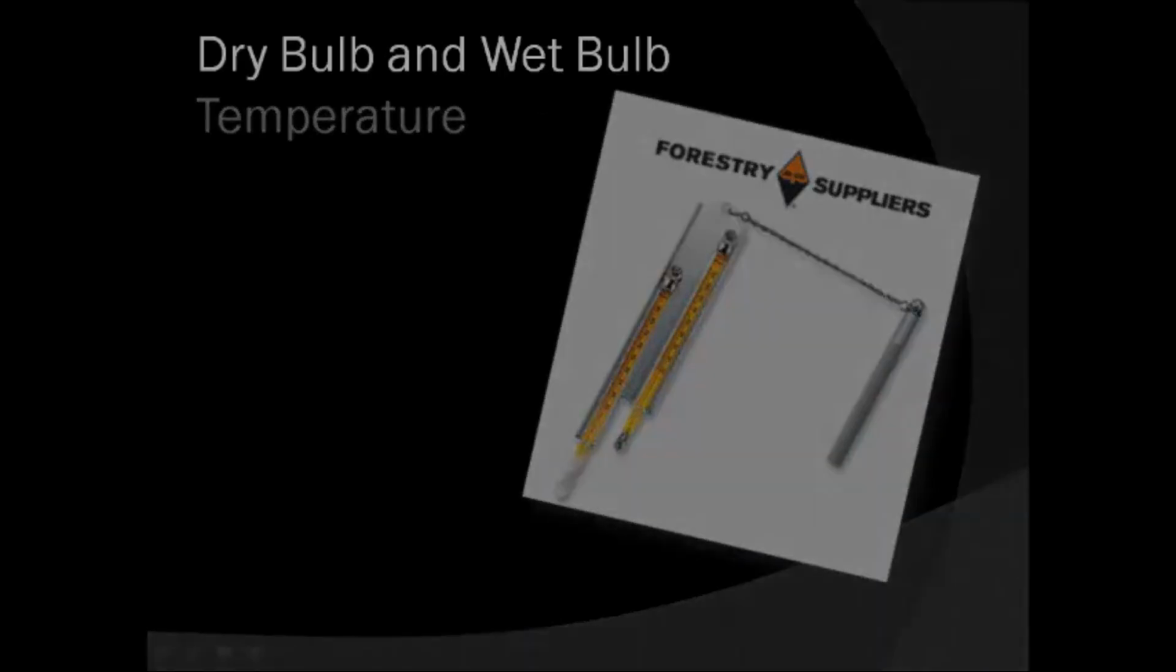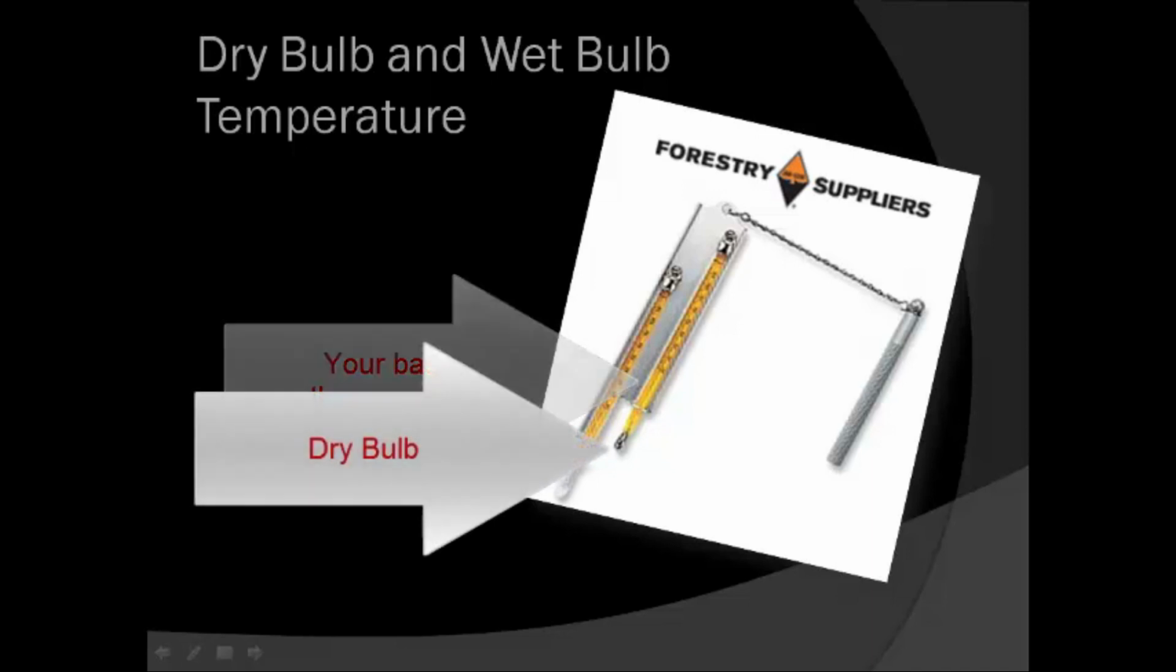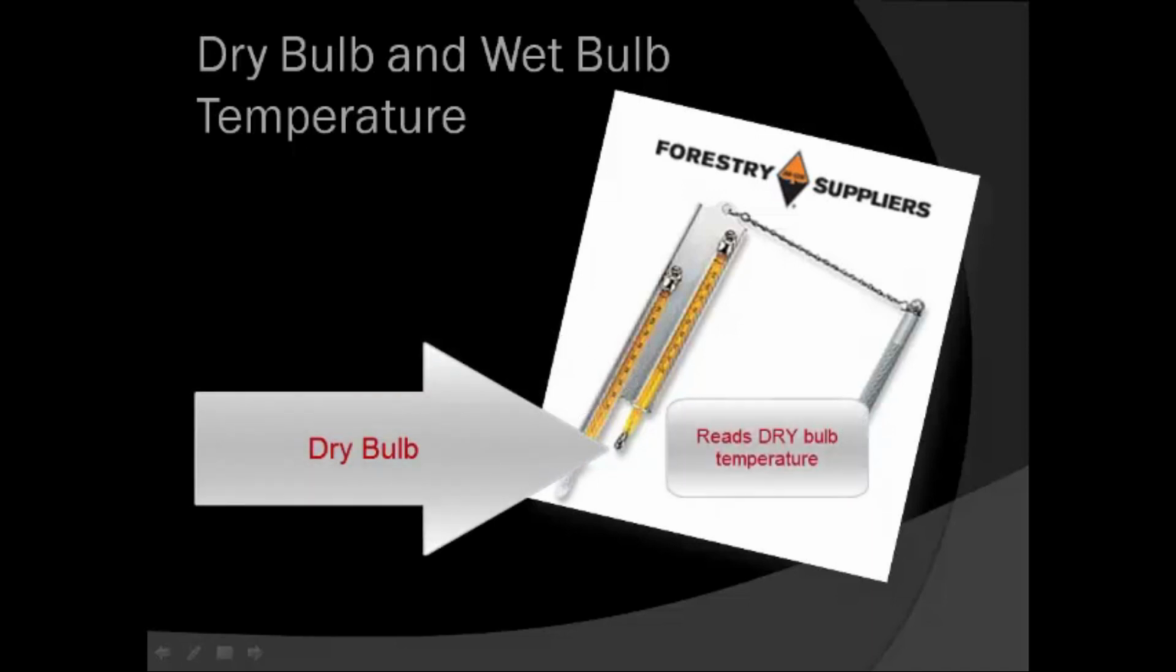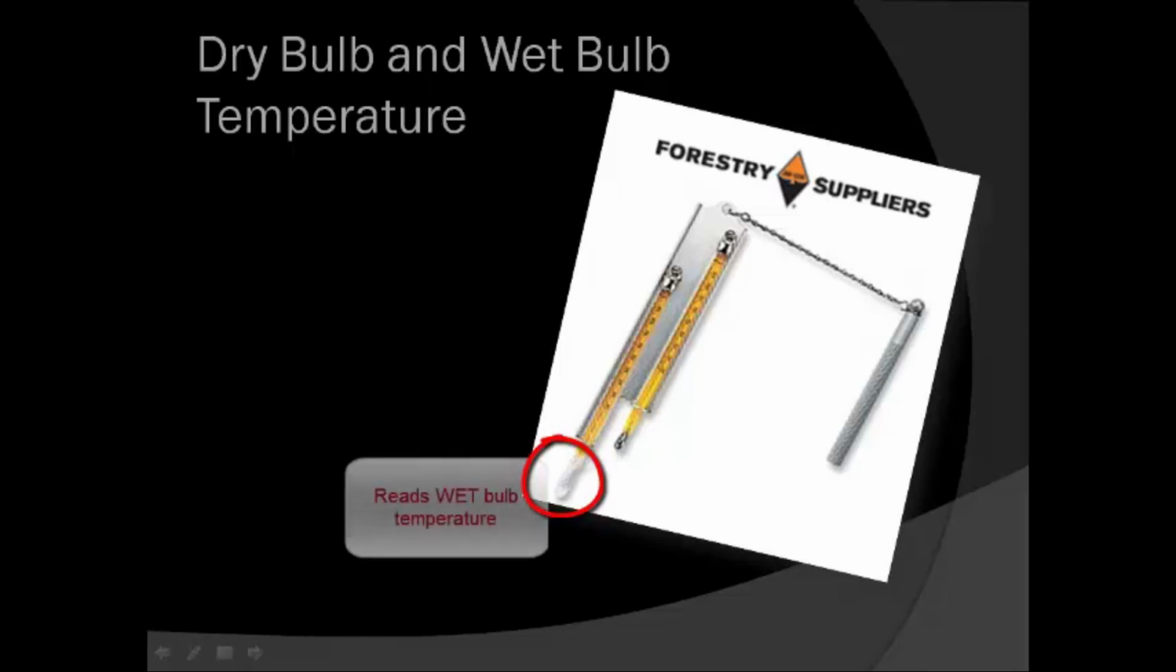Dry bulb temperature and wet bulb temperatures. So let's take a look at a basic thermometer. If the thermometer is measuring the air temperature and the bulb of the thermometer is dry and open to the air, the temperature reading is called the dry bulb temperature. If the bulb is surrounded by a water-soaked wick and moving through the air, then the temperature sensed will be different than the dry bulb temperature, and that is what is called wet bulb temperature.